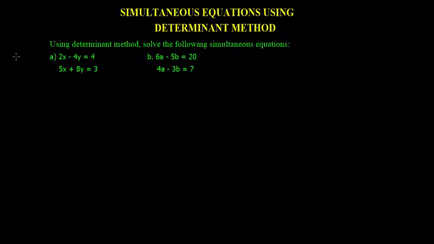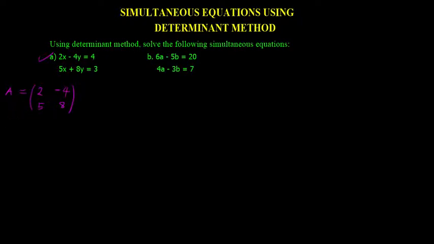Starting from the first one, to solve simultaneous equations like this using the determinant method, we first turn the coefficients of the variables into a matrix. Let's say matrix A. What are the entries? We have 2, minus 4, 5, and 8. We have turned this into a matrix now.